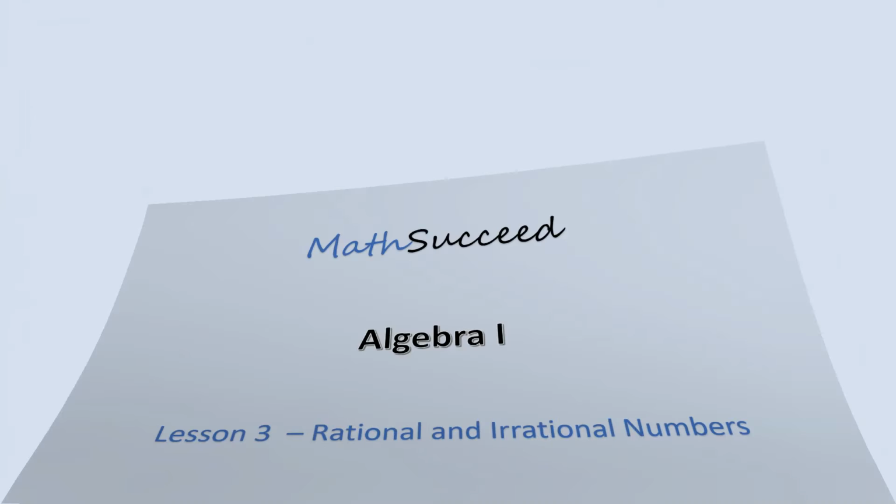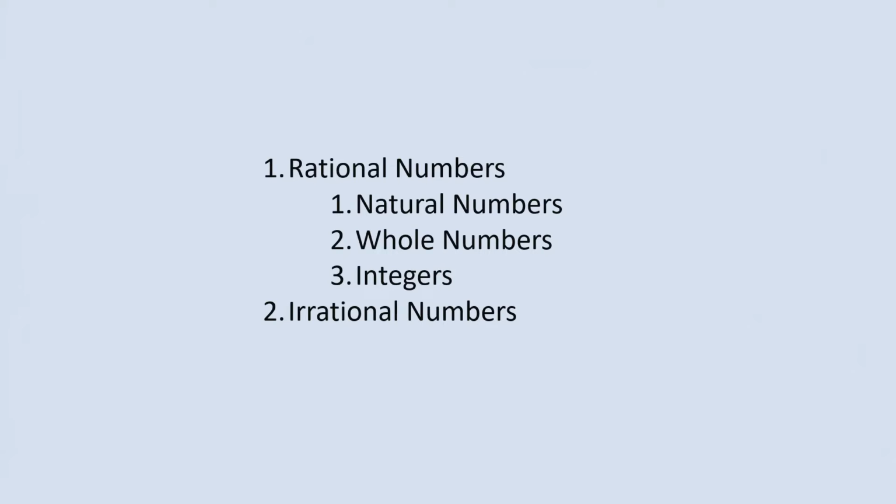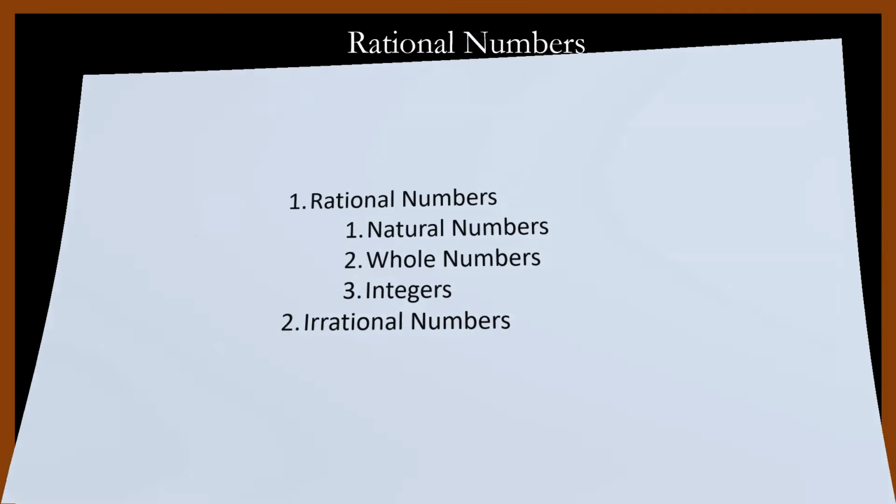You're going to learn about the rational number set and subsets of rational numbers, which are natural numbers, whole numbers, and integers. And then you're going to learn about irrational numbers. After completing the lesson, you should be able to identify a number and its number set.